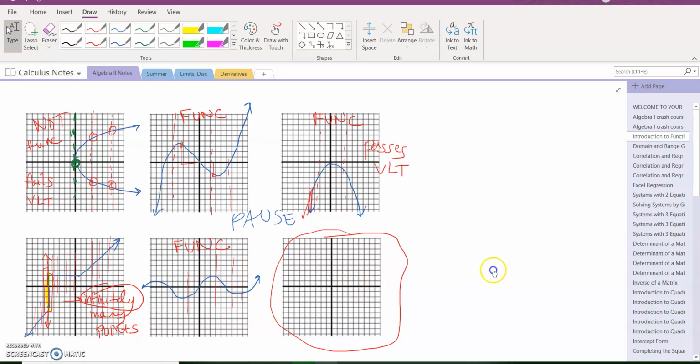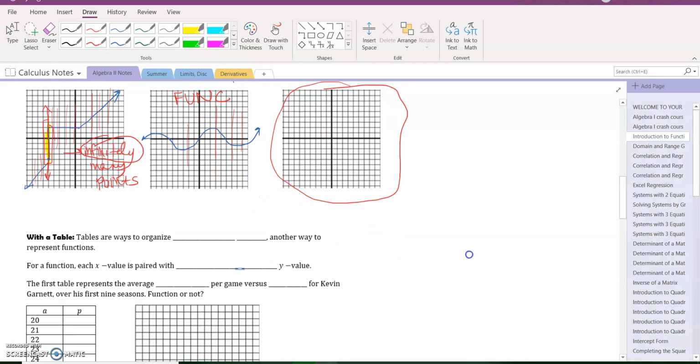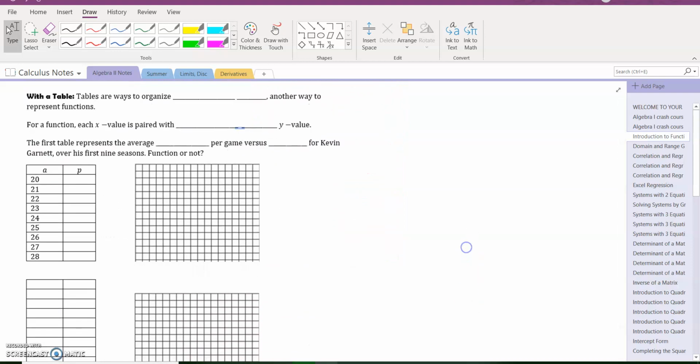All right, we're going to move on to the next type, with a table. So tables are really just ways to organize ordered pairs. You have a bunch of ordered pairs that you want to put together on a graph, you put them in a table. It's a nice way to organize it. And we're going to represent functions and non-functions or relations in this way.